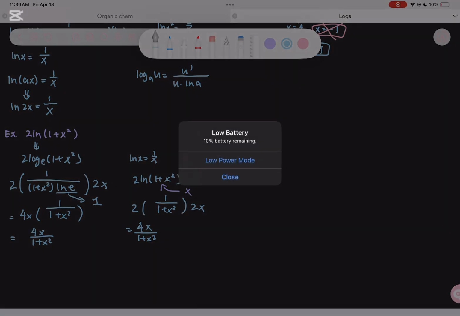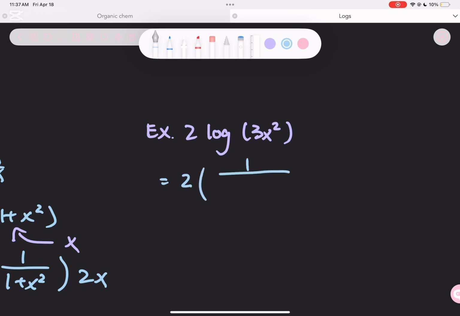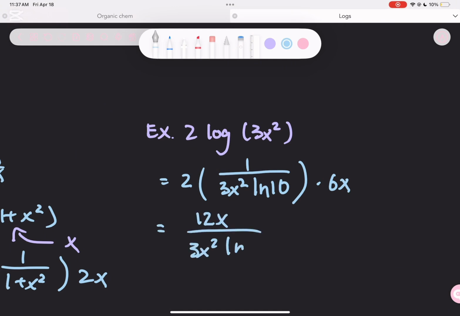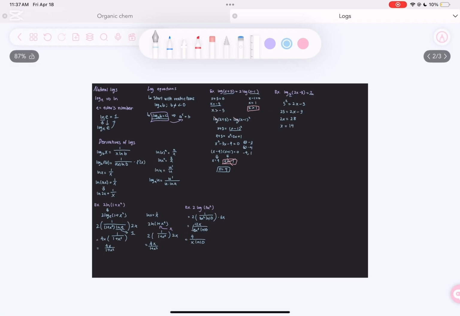Yeah, and then we can go here. It's a very similar thing, where you just have 2 log of 3x squared. That is equal to 2 times 1 over, remember the function, so 3x squared ln 10, because this is base 10, times the derivative of the inside, which is 6x. And then you land with 12x over 3x squared ln 10, which you can simplify to 4 over x ln 10. And that is your final answer, which is very fun.